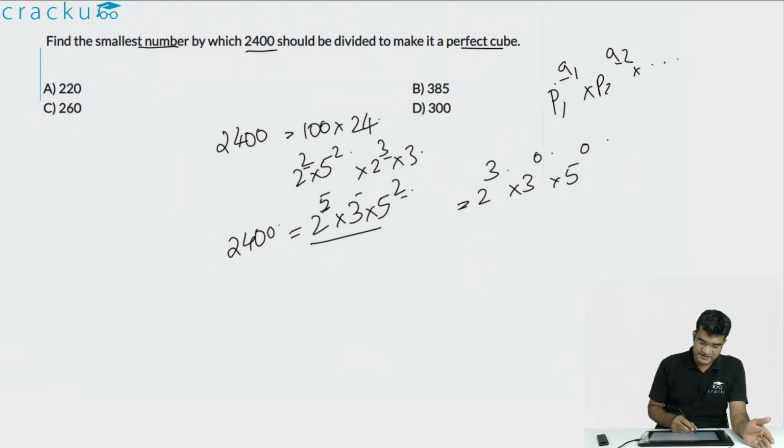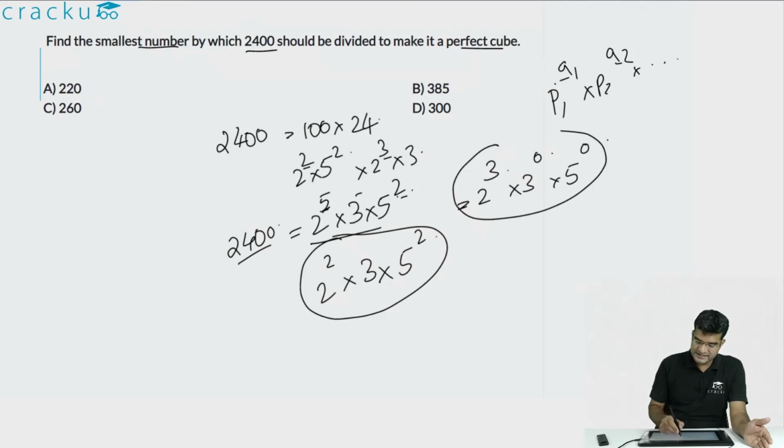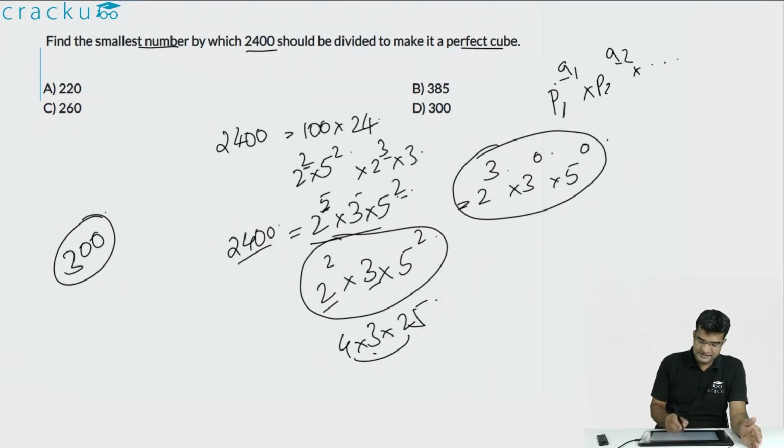So in this particular case, 2400 should be divided by 2 to the power 5 minus 3 is 2 square, into 3 to the power 1 minus 0 is 3, into 5 to the power 2 minus 0 is 5 square. So once you divide 2400 by this number, you are going to get a perfect cube. So the correct answer is 2 square into 3, that is 4 into 3 into 5 square is 25. 25 into 4 is equal to 100 into 3 is 300. So the correct answer is 300, which is option D.